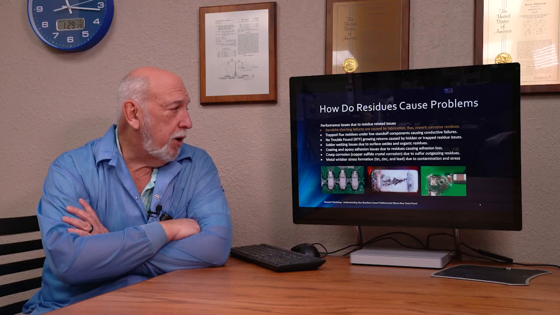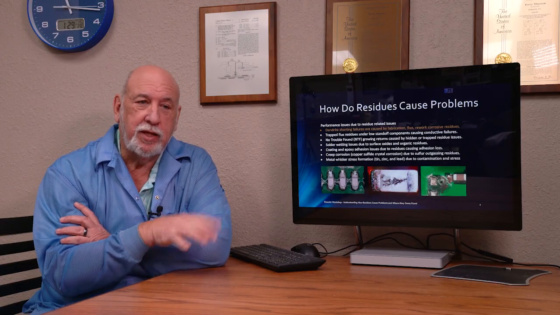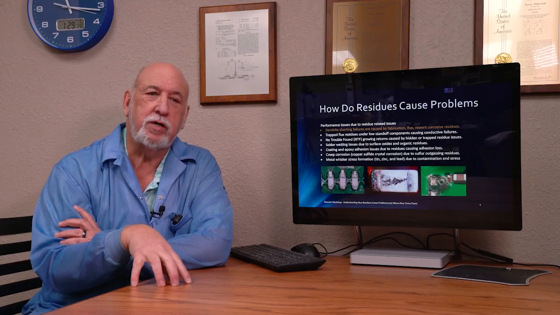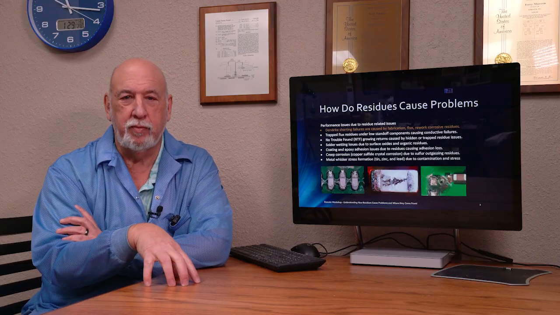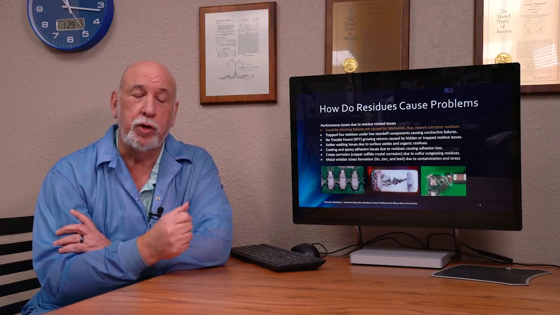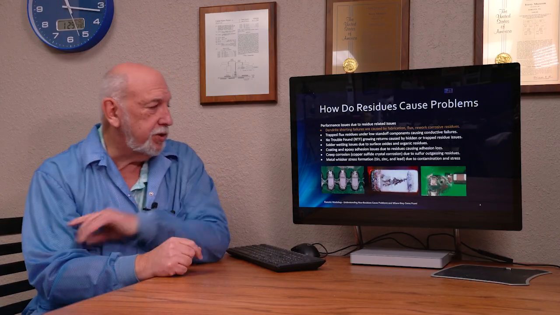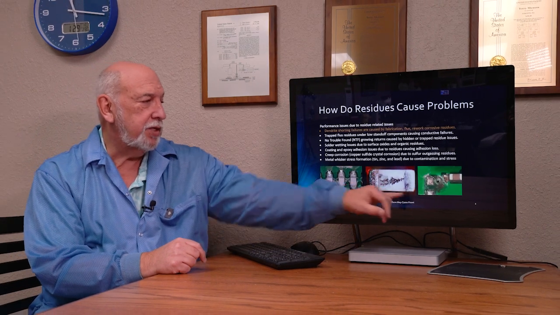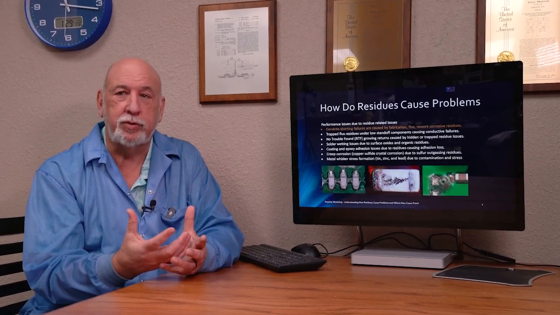How do residues cause problems? One of the key things that we see visually is a hard short, a dendrite, electrochemical migration, where metal has migrated and creating a shorting condition. As you can see here in some of the photos, these dendrites are very visible.